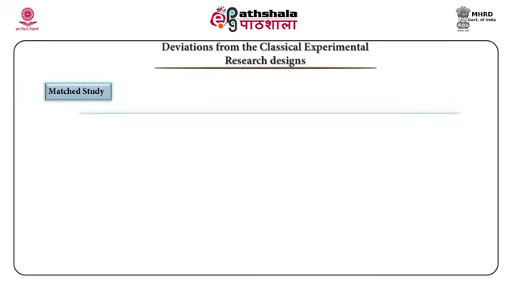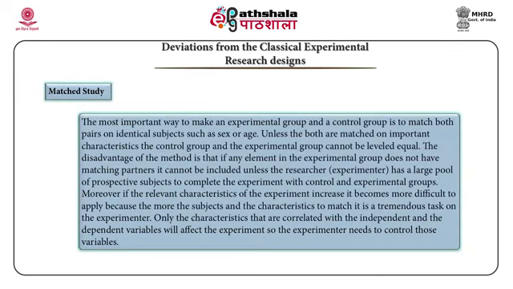Match study. The most important way to make an experimental group and a control group equal is to match both pairs on identical subjects such as sex or age. Unless both are matched on important characteristics, the control group and the experimental group cannot be labeled equal.